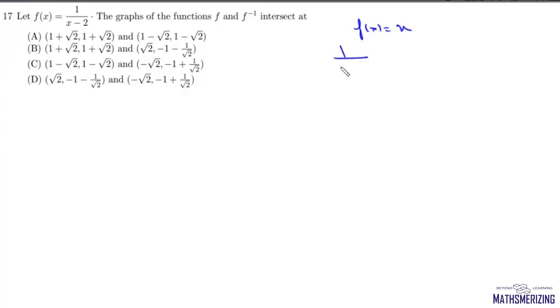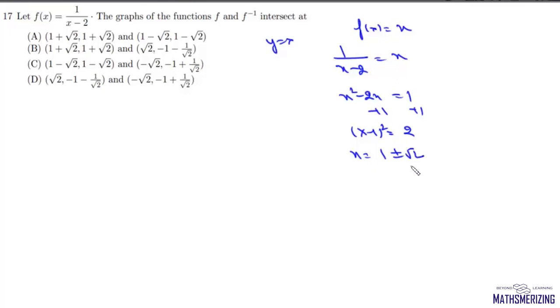So what we'll do is we'll simply put 1 upon x minus 2 equals x, and it'll be x square minus 2x equals 1. We'll add 1 both sides. So it'll be (x minus 1) square equals 2. So x equals 1 plus minus root 2. And since we are talking about y equals x line, x and y will be same. So it'll be (1 plus root 2, 1 plus root 2), and (1 minus root 2, 1 minus root 2). And that's your option A.